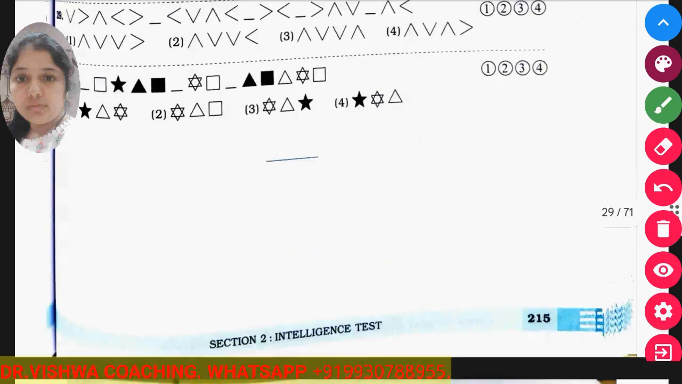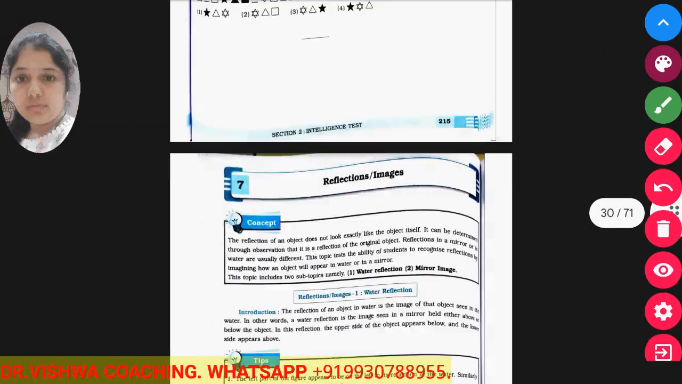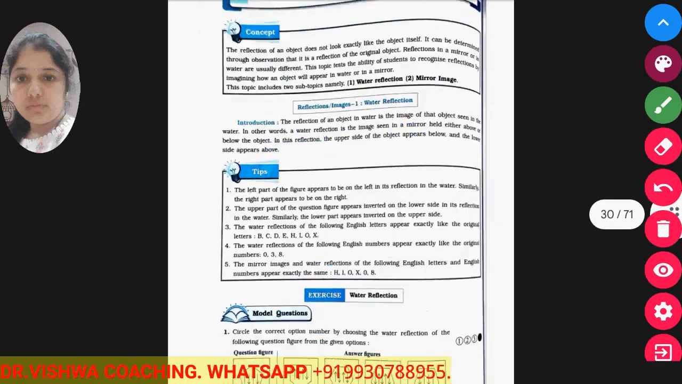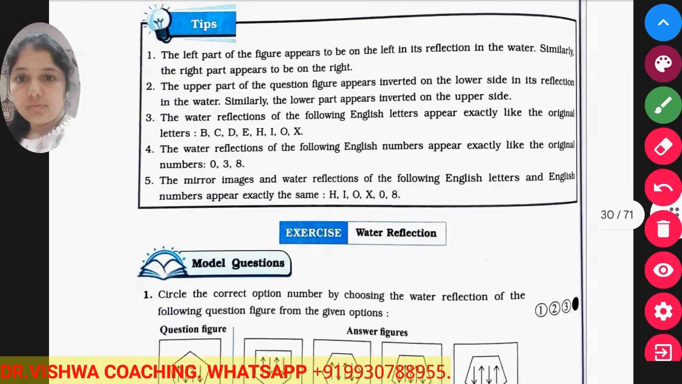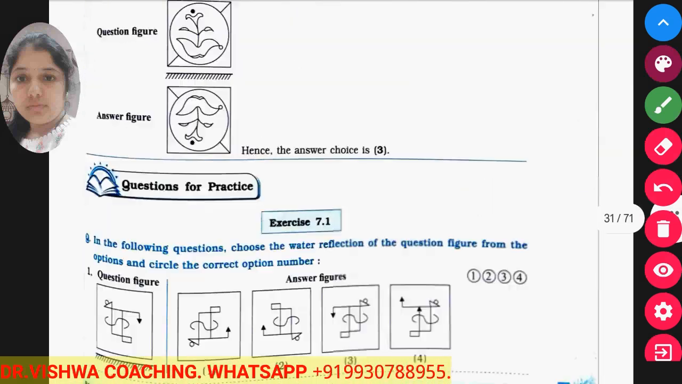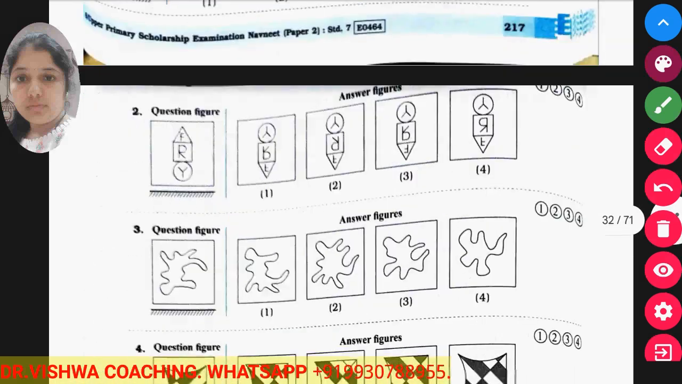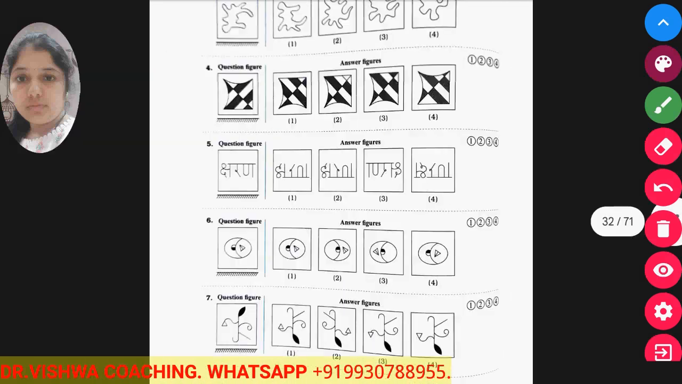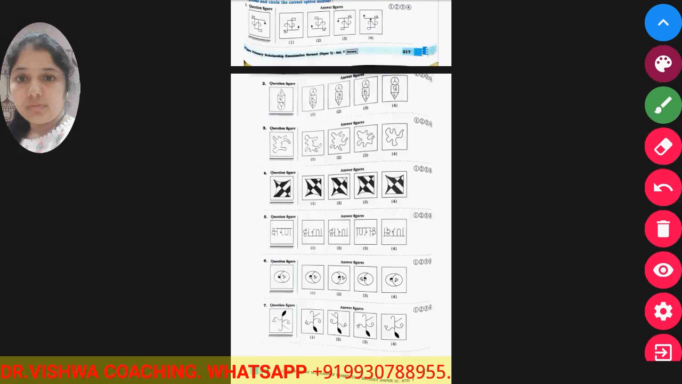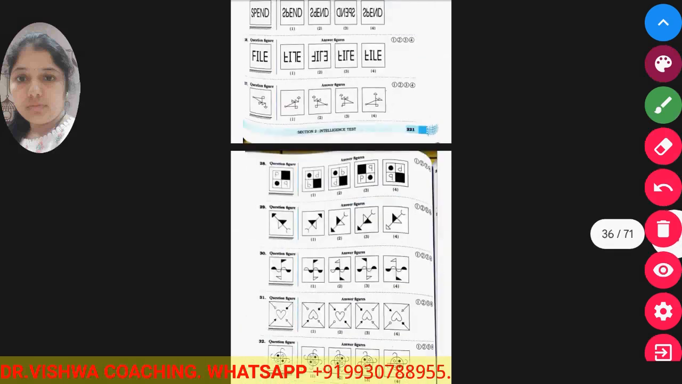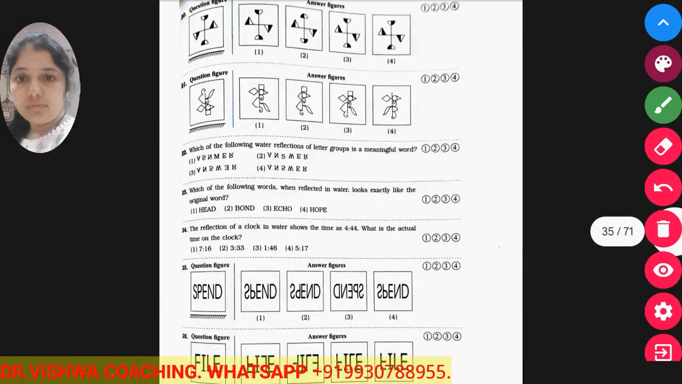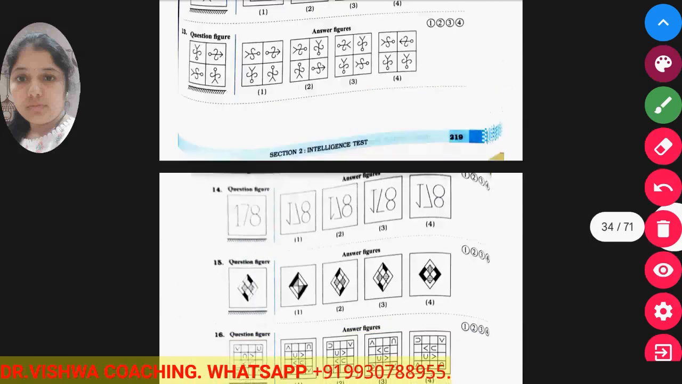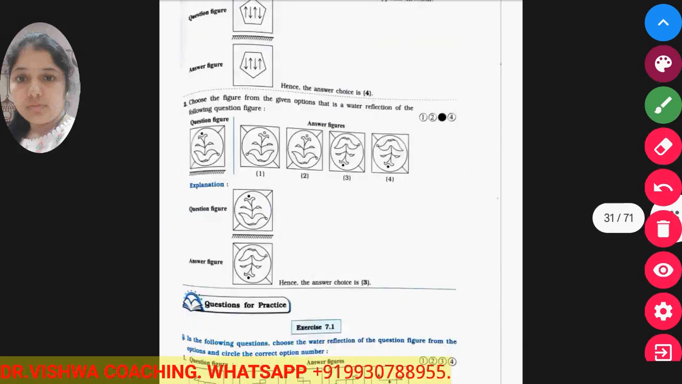Okay, so I hope you all enjoy solving the questions, and the next topic is reflection, water reflection and mirror image reflection. We will take it in the next class. Okay, it is also very easy. You have to look carefully at the reflection of the images, and you can solve the problems that are based on reflection. There may be a water image or there may be a mirror image.